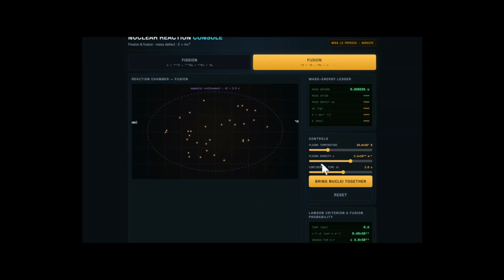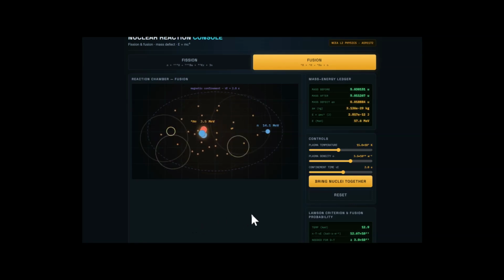Okay, we can do a lot of things. We can increase the density, meaning that there's more of these things hitting each other, or we can increase the confinement time. That's the time that we give them to crash into each other. But let's increase the temperature, and let's increase it to 150 million degrees Kelvin. That's going to be a lot. And when we bring them together now, they're pushed together through a lot of energy, bam, and they fuse.